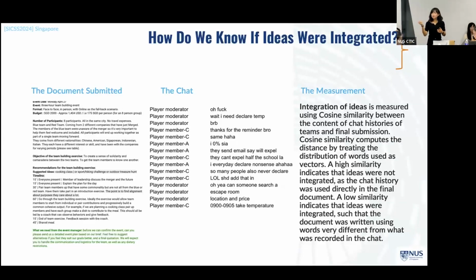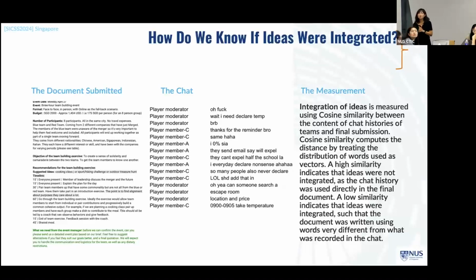This is a very simple idea of cosine similarity, but it captures what I'm interested in, which is idea integration. So what is the similarity between the chat and the final document? We turn the chat into a vector and the document into a vector, and see how close they are to each other. For this one, it's probably quite low, because they're not even talking much. Yeah, this is only the beginning. I'm just showing an example.